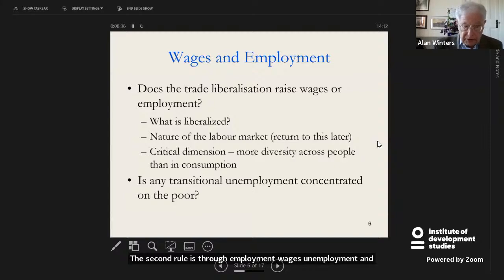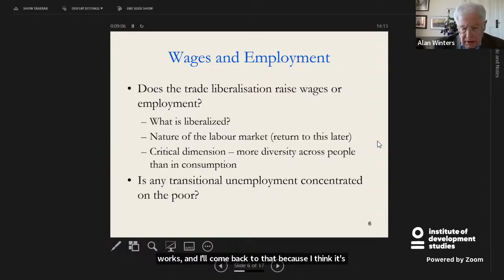And the really critical question is, does trade liberalization raise wages or employment? That depends partly on what's liberalized, because trade liberalization is not a single homogeneous activity. It varies, of course, from sector to sector, commodity to commodity. A really critical issue in this question is the nature of the labor market, how the labor market works. And I'll come back to that because I think it's the most important element.